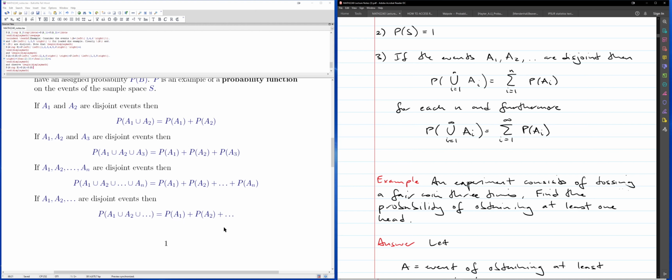Okay, so typically we're not really going to see this sort of thing over here, right? Most of the cases we'd be looking at a union of a finite number of events.